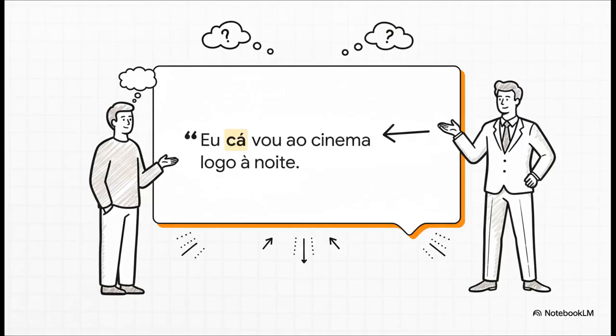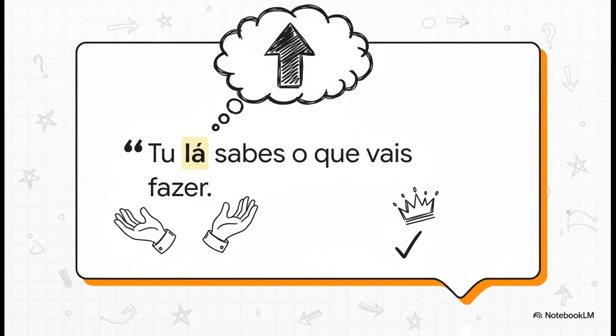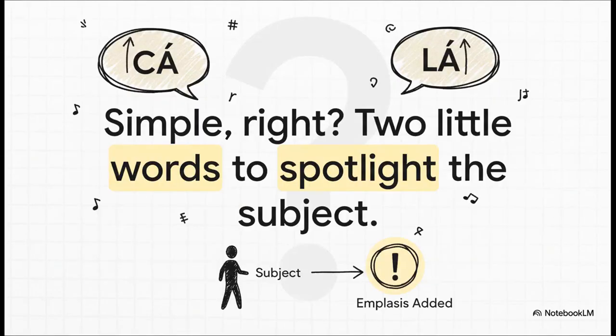So if you say eu cá vou ao cinema, you're adding this little bit of nuance. It's like saying, well, I don't know what you all are doing, but as for me, I'm going to the cinema. It kind of separates your actions from everyone else's and puts the focus right on I. And it's the exact same idea with lá. Saying tú lá sabes has this feeling of, well, that's your business, or you know what you're doing, it's your call. It puts all the ownership and focus right on tú, on you. See? Super simple, right? You just pop in cá or lá right after the subject and bam! You've added this extra layer of emphasis that just makes you sound so much more natural.